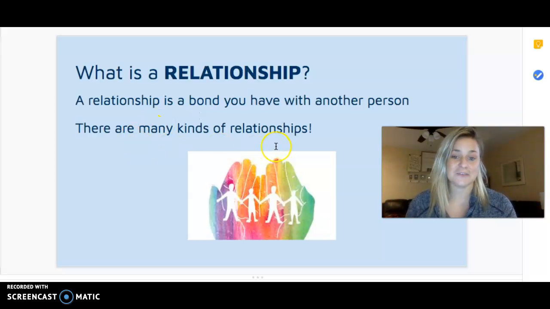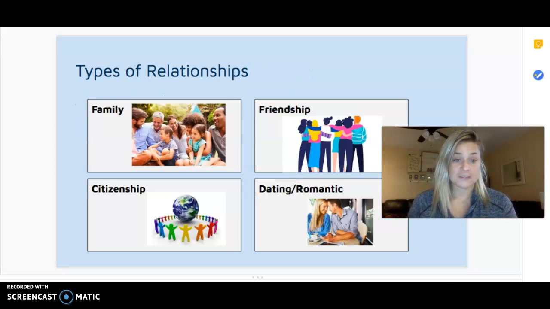So there are many different kinds of relationships. The four we're going to focus on, so we can focus on attributes and things we like in the person, are family, friendship, citizenship, and dating romantic relationships. So this is a new one we're adding into our circles to be talking about. Right now you don't have a dating romantic relationship, but it's important to know about how it could be in your circle one day.